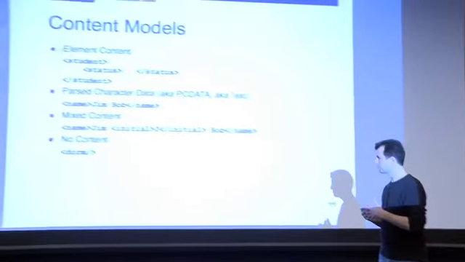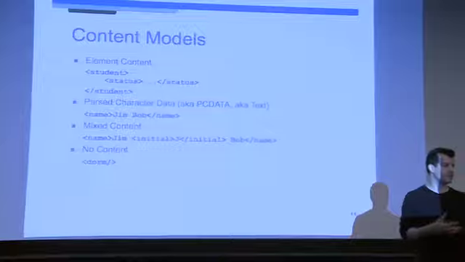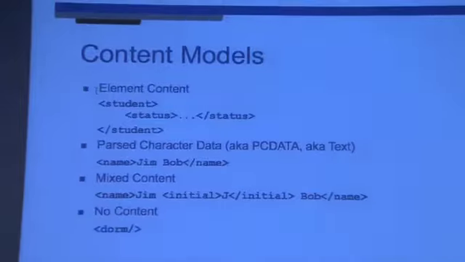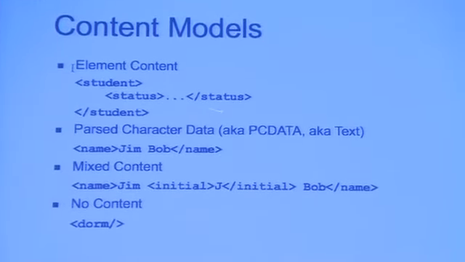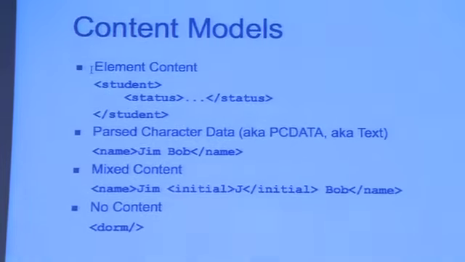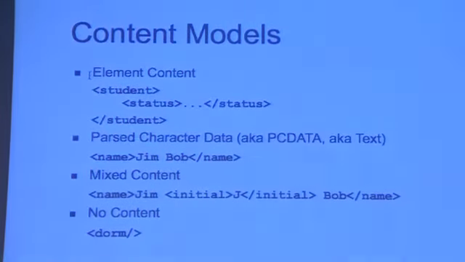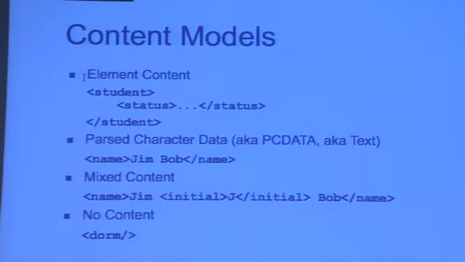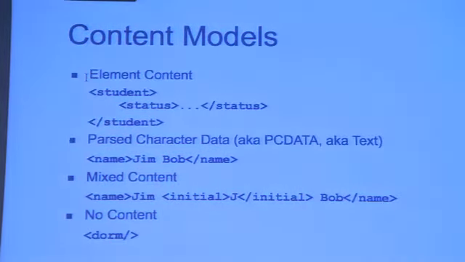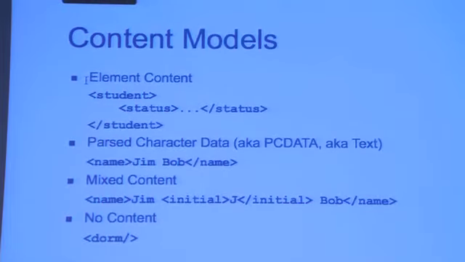Now the content model. This is something worth keeping in mind, because it allows you to model different design decisions if an element can have different stuff nested inside of it. In the first case, you might have element content, whereby you have an element like student, and inside of it is another element, in this case called status, and then that's it. So this is so-called element content. You might have PCDATA, parsed character data. So Jim Bob, that was an example from before too. The child of name in this case is PCDATA, parsed character data. What does that mean? Well, we'll come back to that in a moment, but for now, just assume it means text.